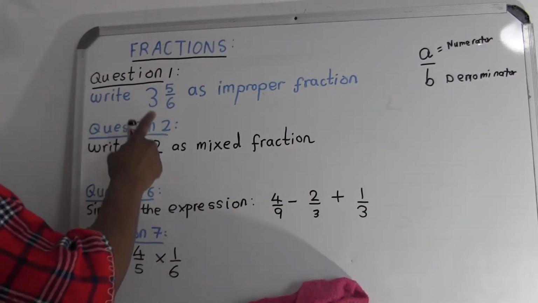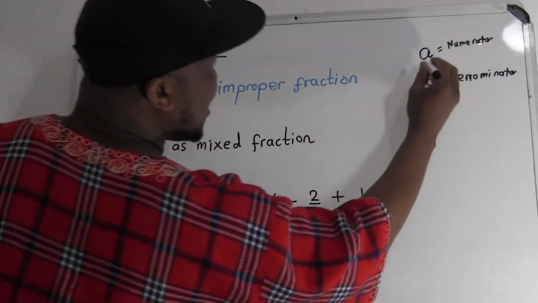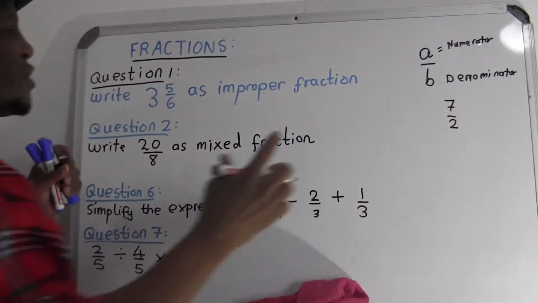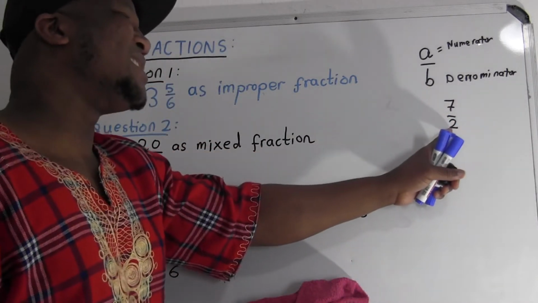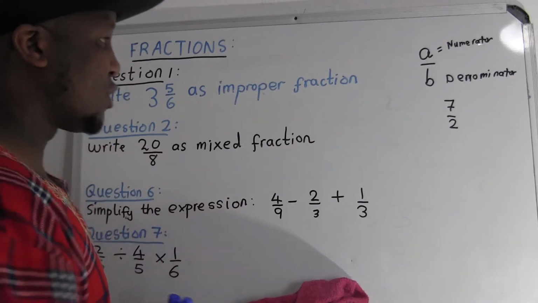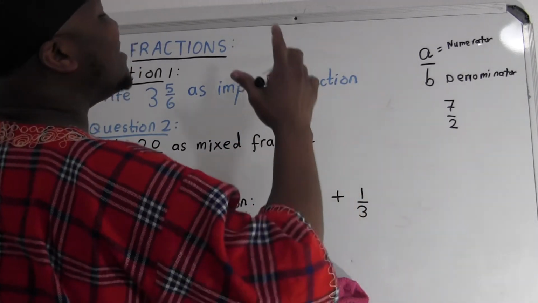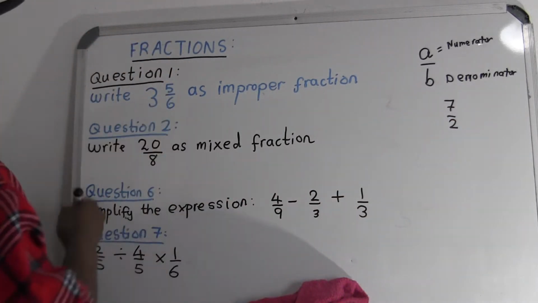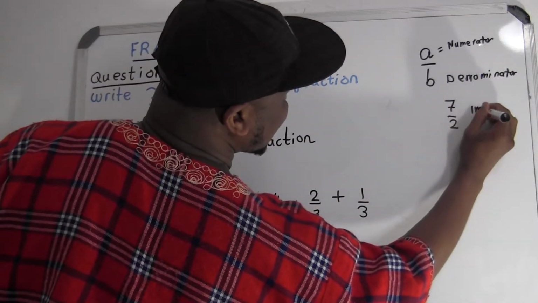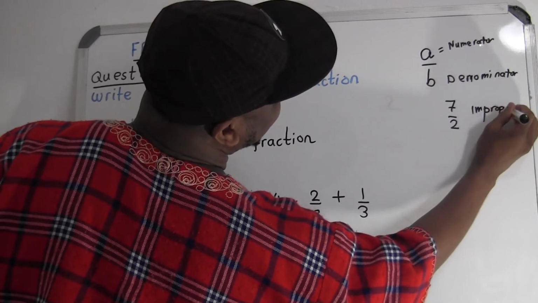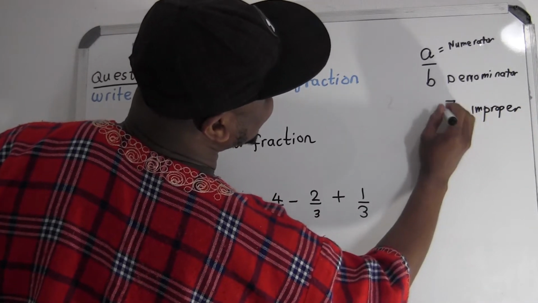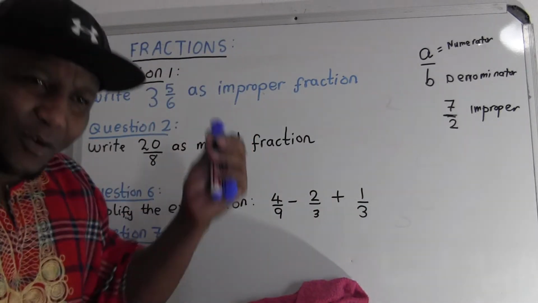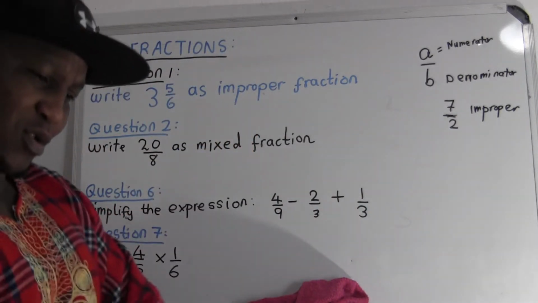Now for an improper fraction, the number on top is always bigger. The numerator is bigger than the denominator. You know why I call it improper? Because you expect the one on top to be smaller. Can you carry a heavy load? No. The top should be smaller and the bottom should be big.